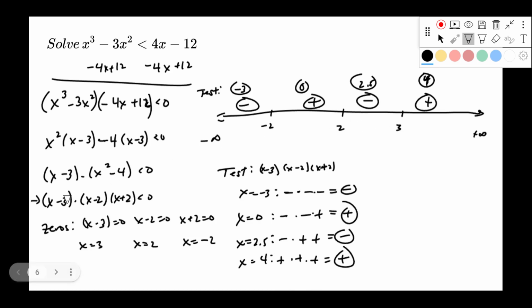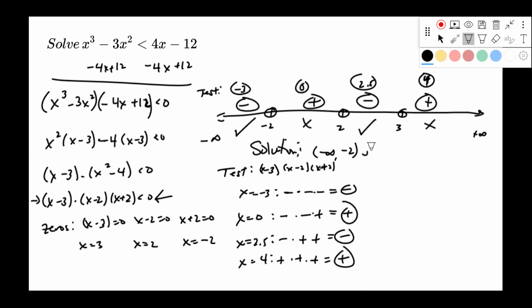We want to know where this inequality is less than 0, so it has to be a negative. That's there, not there, there, not there. It's less than 0, so it cannot be 0. Open circle, open circle, open circle. My solution is two intervals here. We have negative infinity to negative 2 in the union with 2 to 3. And that's the correct answer. This is all done.